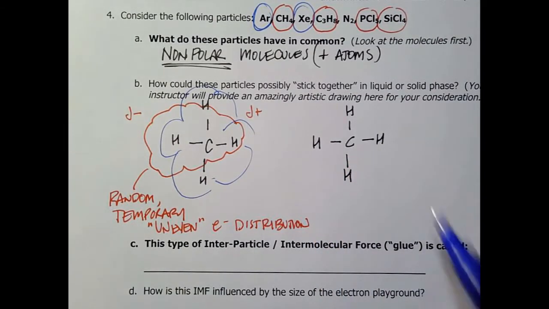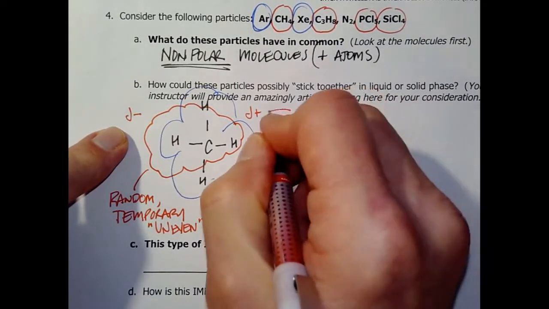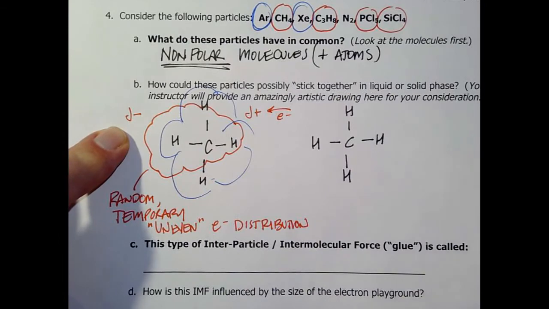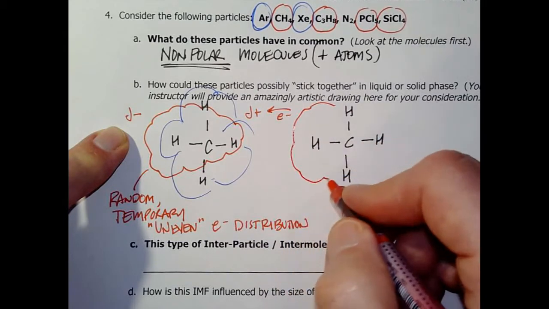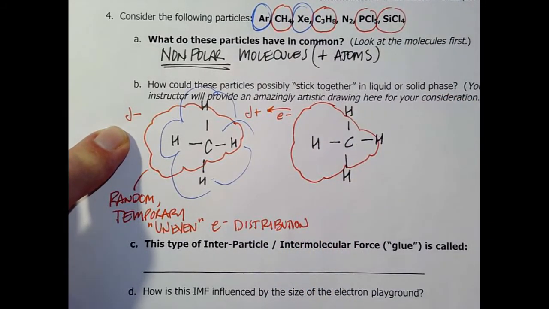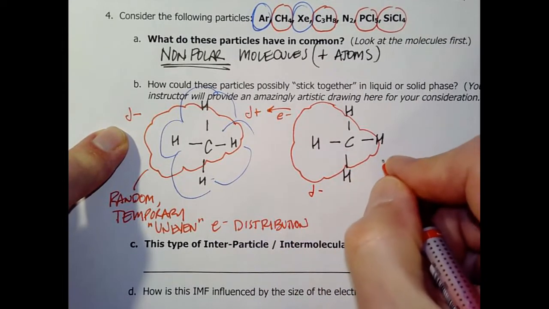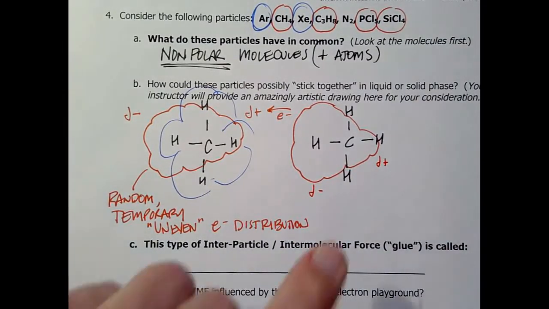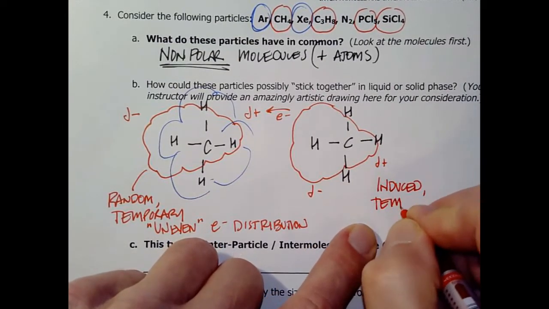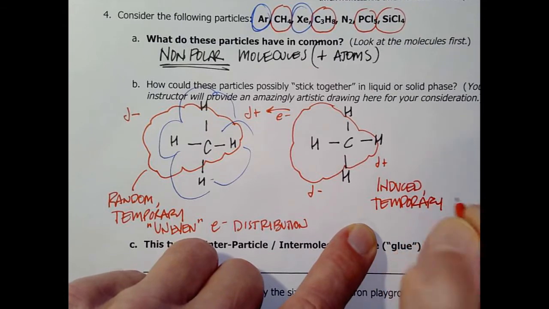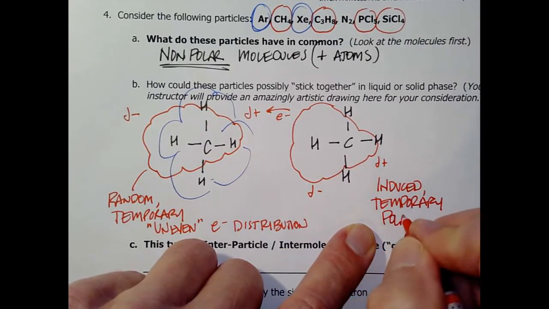It had just an evenly distributed cloud, but now the neighbor all of a sudden is plus. Well, what's going to happen? Plus is going to draw electrons towards it, right? So all of a sudden this guy who had this nice even distribution of electrons, his electrons are being pulled over there. Now this guy's got a minus and a plus. We'll say this is induced, temporary, and we'll use the word polarity.